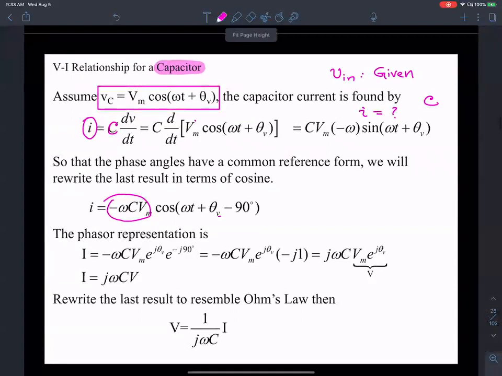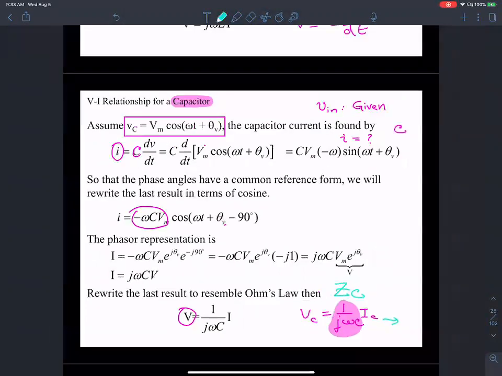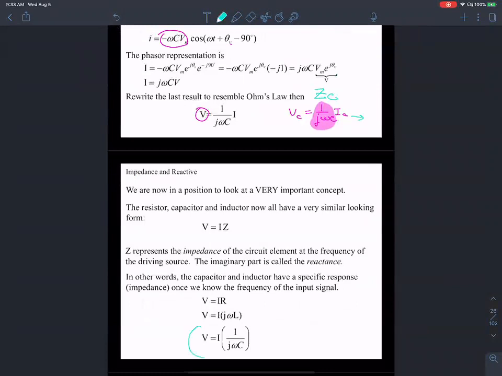You do a little bit of rearranging. What you will see is you can express the relationship between the voltage and the current in a capacitance with this term, 1 over j omega C. This guy, 1 over j omega C, is called ZC. In other words, the voltage across a capacitance is given by the current multiplied by ZC, where ZC is 1 over j omega C.